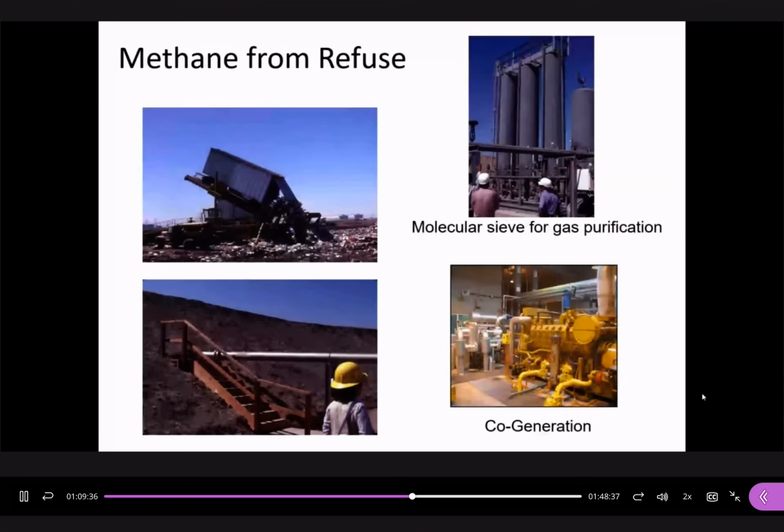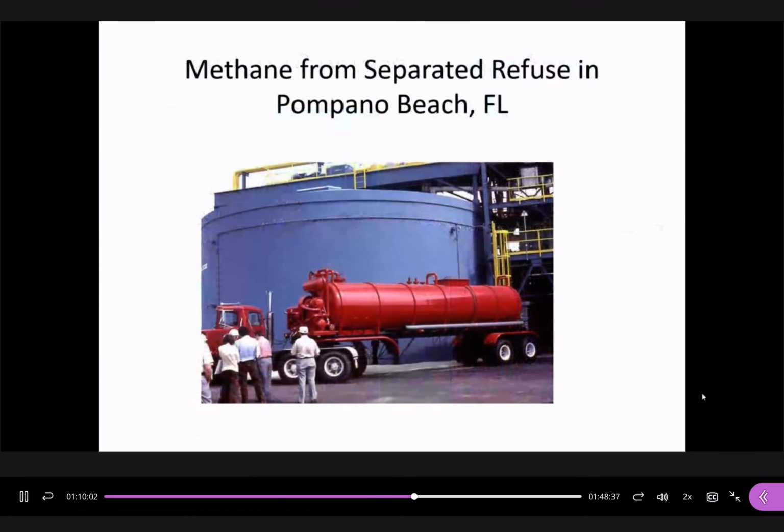And electricity can be used, for example, for driving our aeration system, right? Bubbling, pumps, etc. And it also can be connected into the electricity grid. So that is a renewable kind of energy production. Methane from separated refuse in the US. And this is to some extent dangerous.